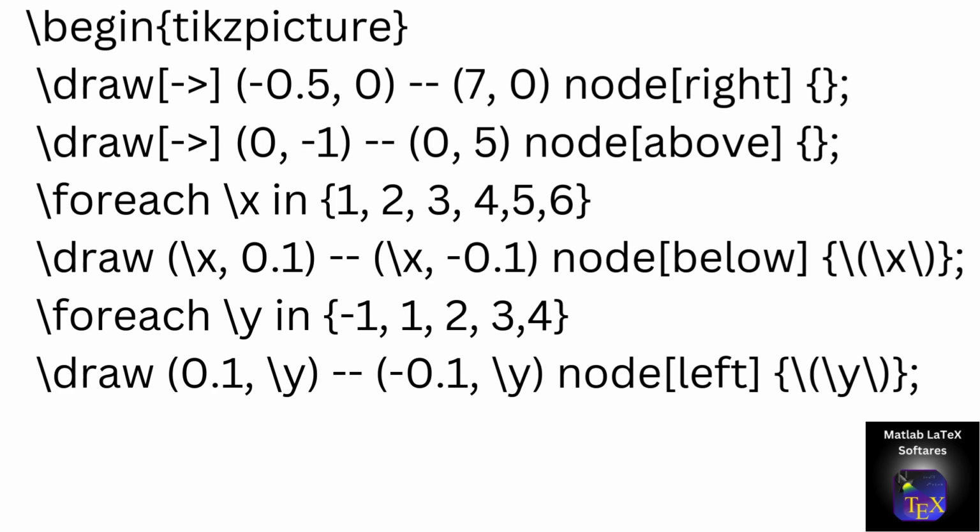Inside the TikZ picture environment, we begin by drawing the coordinate axes. The x-axis extends from minus 0.5 to 7 and the y-axis ranges from minus 1 to 5. Both axes have arrow tips to indicate the direction. Next, we add the tick marks along the x-axis from 1 to 6 and along the y-axis from minus 1 to 4, labeling each one accordingly.